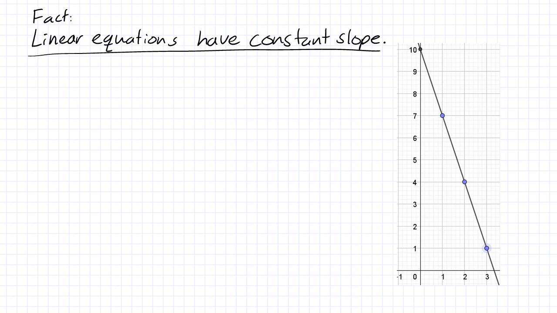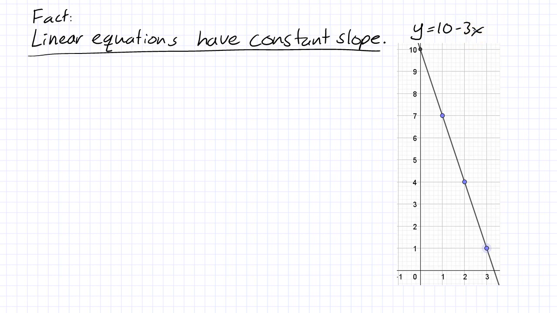Now, I want to mention a really important fact about linear equations is that they always have constant slope. That means it's always the same between any 2 points. So it doesn't matter which 2 points you use. Just to demonstrate that really quick, here's a graph of y equals 10 minus 3x.